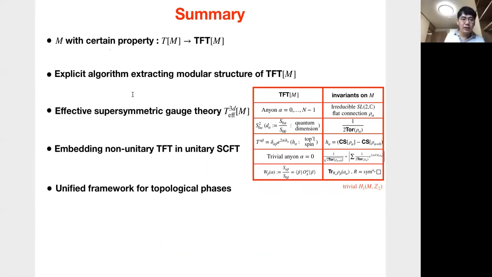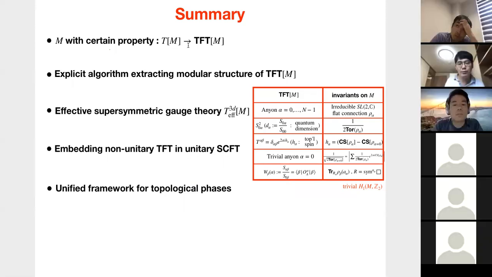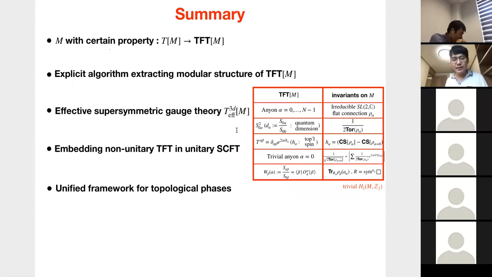So this is the summary. For three-manifolds satisfying certain topological criteria, we claim that this theory will flow to a topological phase. And then we give an explicit algorithm for extracting the modular structure of the topological phase geometrically from the topological data of the internal three-manifold. We also give an effective supersymmetric description for this topological phase. And also we give some embeddings of non-unitary TQFTs in some unitary CFTs. And this provides a unitary framework for topological phases.